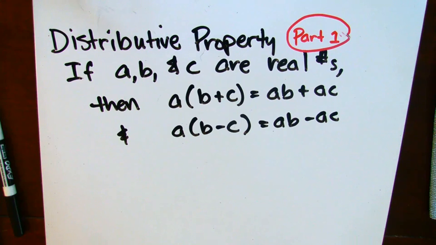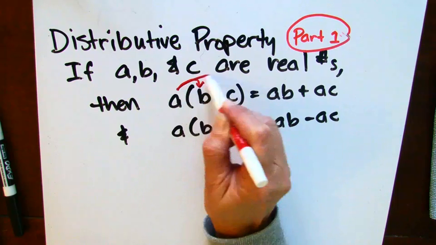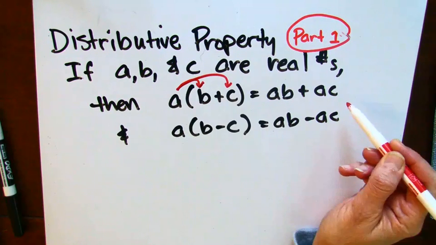This video is part one of a few videos that will focus on distributive property. Distributive property states that if you have terms that are real numbers and it's set up as A times the quantity of B plus C, then you can remove those parentheses by multiplying the factor A to each term within the parentheses. So in this case, we have A times B plus A times C.